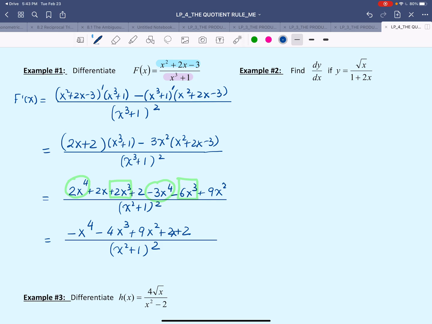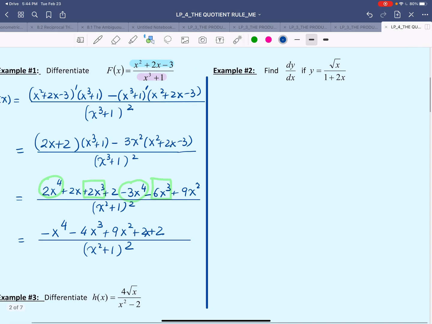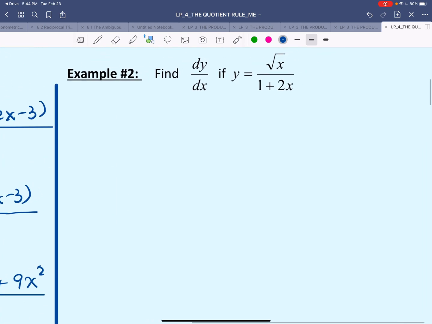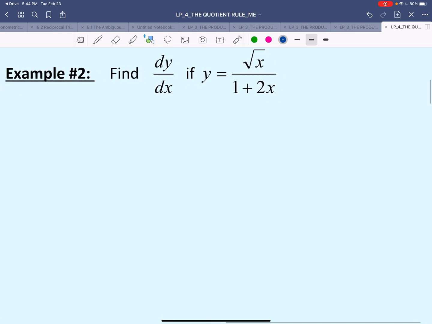Let's move on to another example. Again, try to do the next example on your own, always. Okay, and then you can follow along with the video after. So here we go. We have to find dy dx of this function.